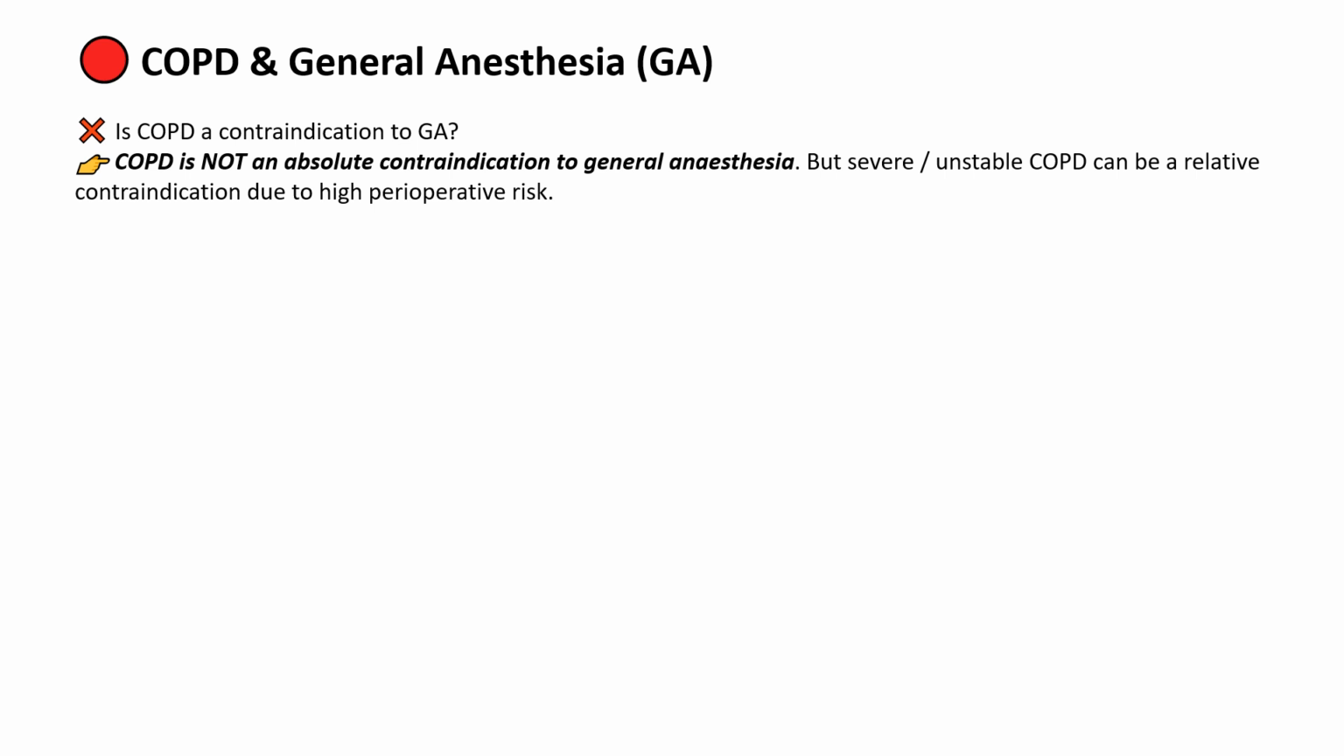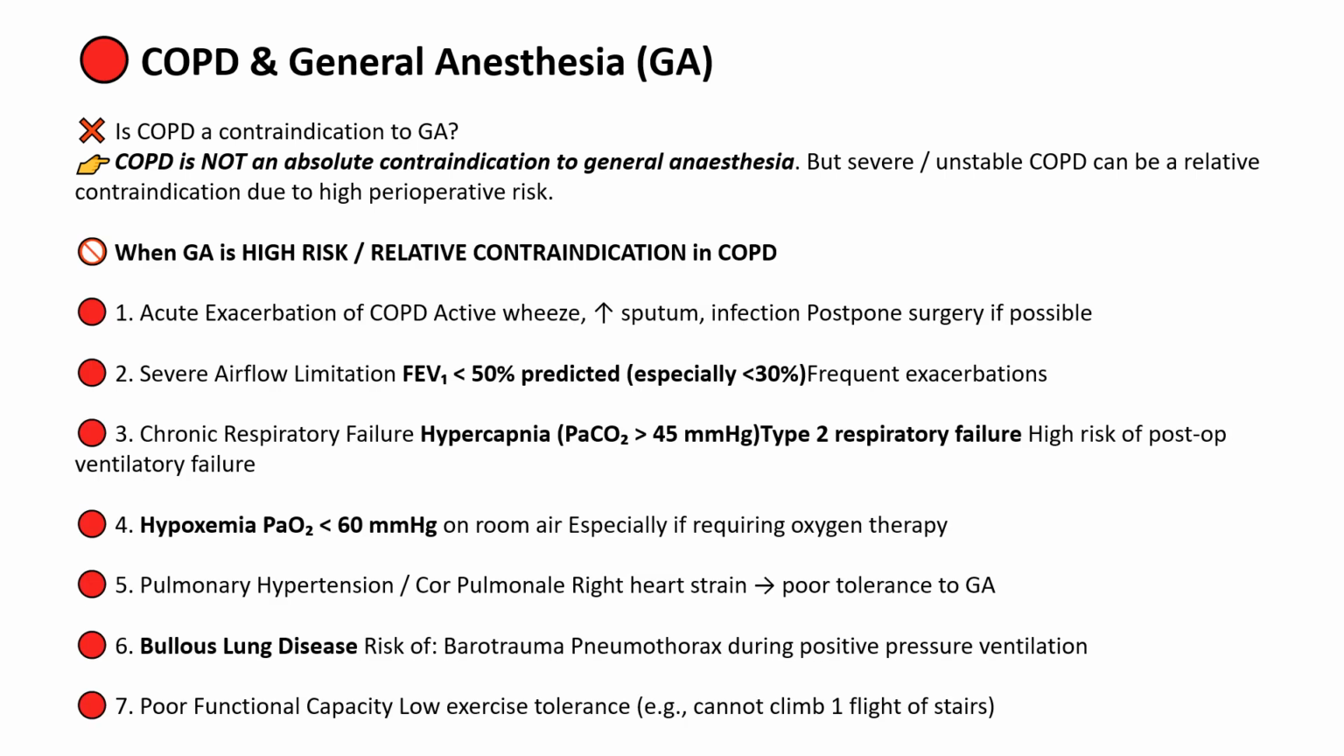So we all know COPD and general anesthesia, so this is the myth. Sometimes they say a COPD patient is contraindicated to general anesthesia, but that's not an absolute contraindication to general anesthesia. But a severe or unstable COPD patient can be a relative contraindication due to the high perioperative risk. So when GA is high risk or a relative contraindication in COPD, acute exacerbation of COPD is a relative contraindication. Severe airflow limitation, FEV1 less than 50 with frequent exacerbations, are relative contraindications, very high risk for general anesthesia.